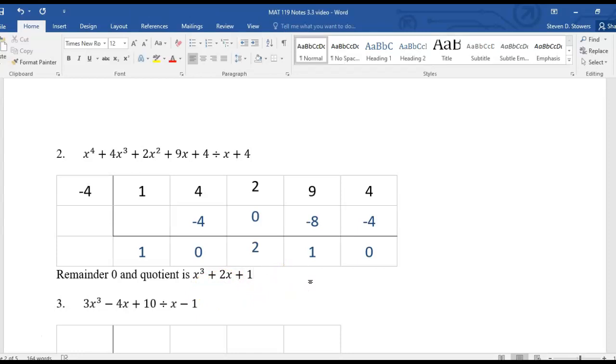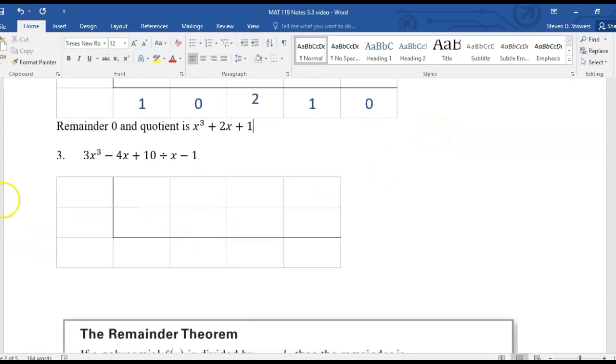So the division came out even. So that means if we took the x plus 4 times the x cubed plus 2x plus 1 and just multiplied that back out, we'd end up with x to the fourth plus 4x to the third plus 2x squared plus 9x plus 4.